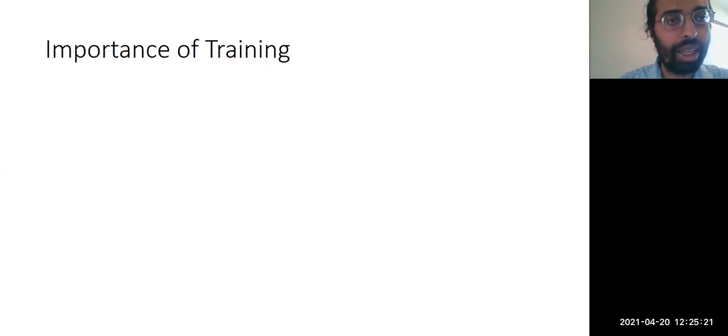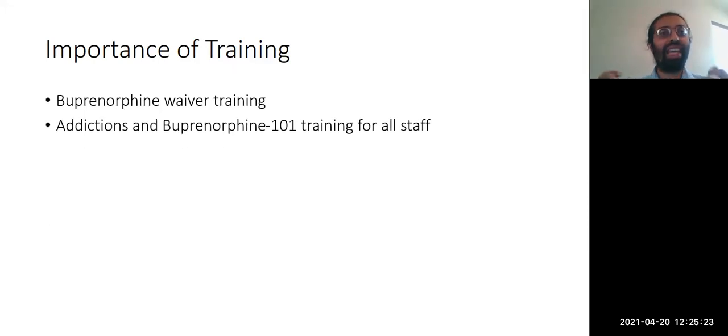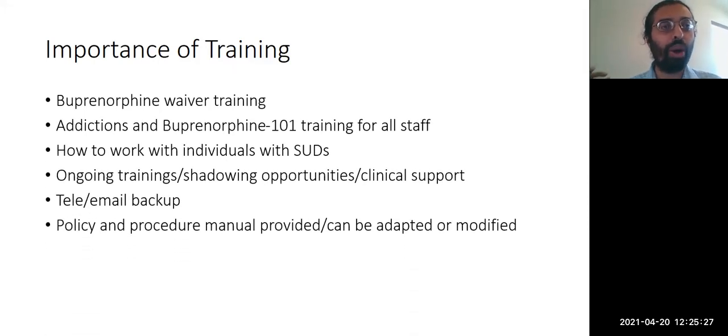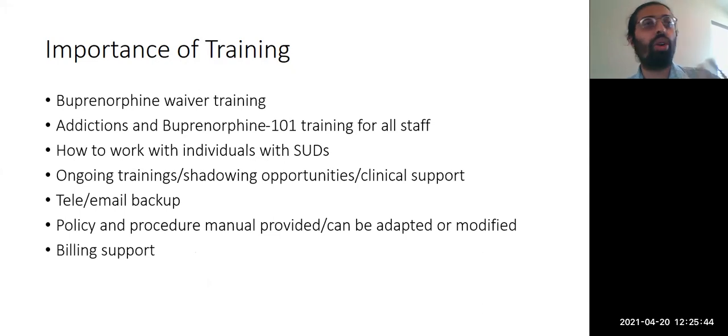Next slide, please. And then the key part of this model was training, right? Because the goal is that for team-based care to function optimally, not just the prescriber, not just the nursing staff, but the entire team needs to receive that training. So it included, of course, the buprenorphine waiver training, but also buprenorphine as well as substance use disorders, addictions 101 training for all staff.